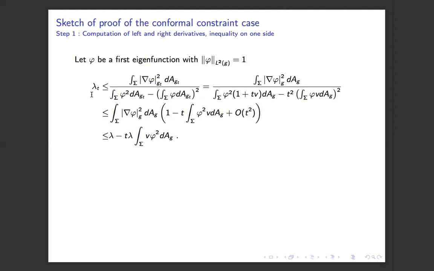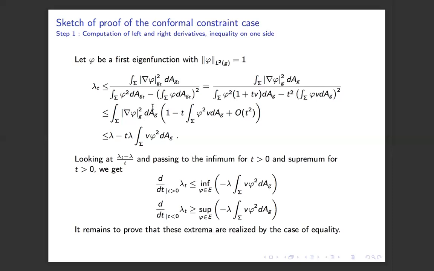And when we do it, we have this inequality, and we can compute so that by an expansion with respect to t as t goes to 0, we have this inequality. So we have a zero order term and a first order term, and we find this term as being somewhat the derivative of the eigenvalue. It is the term we had before, and we would like to have when we compute the derivative.